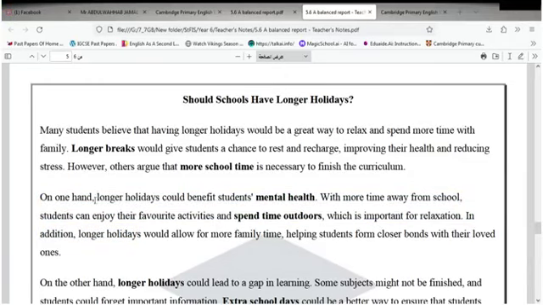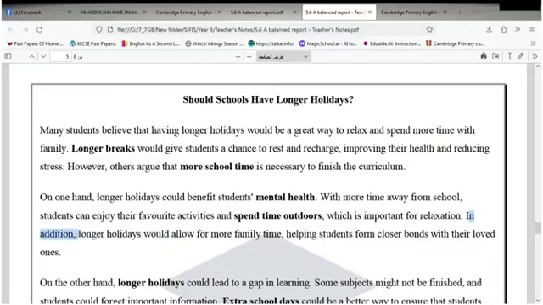On one hand, comma, longer holidays could benefit students' mental health. That's the topic sentence or the point of view. Explain. With more time away from school, students can enjoy their favorite activities and spend time outdoors, which is important for relaxation. Now move to the other sentence using a connective.